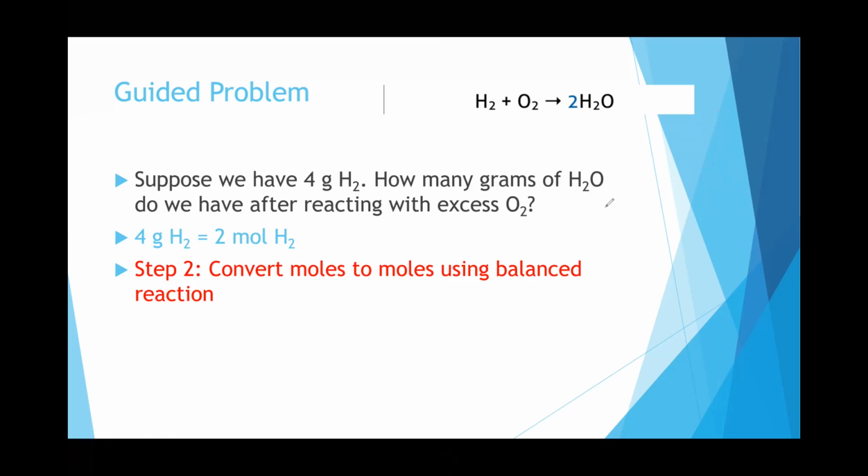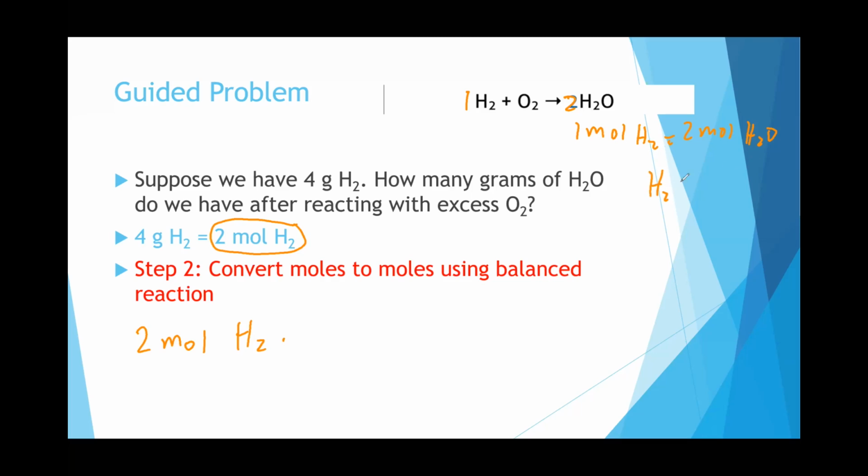So what I just said is the molar ratio. It's a 1 to 2. So we know that we have 1 mole of hydrogen gas, and that equals 2 moles of water. So we know we have 2 moles of H2 from the last step. But now what we want is to convert the moles of hydrogen to moles of water. So we know that hydrogen gas to water is 1 to 2, and we have 2 moles of hydrogen.